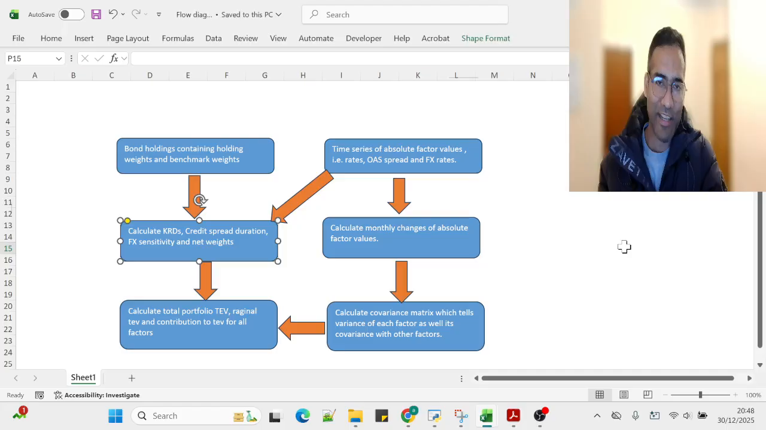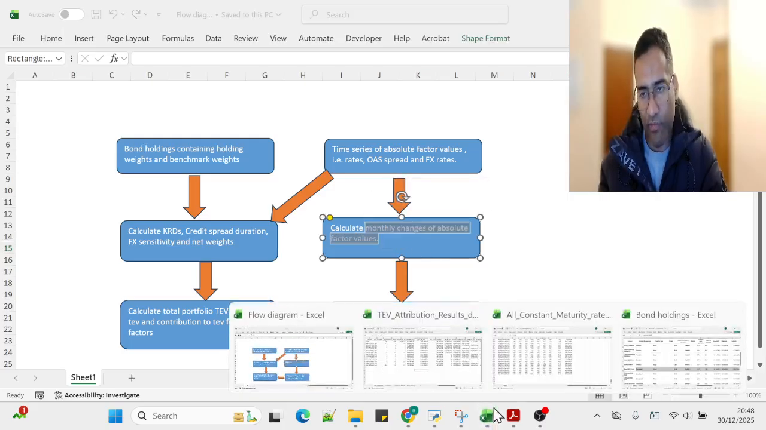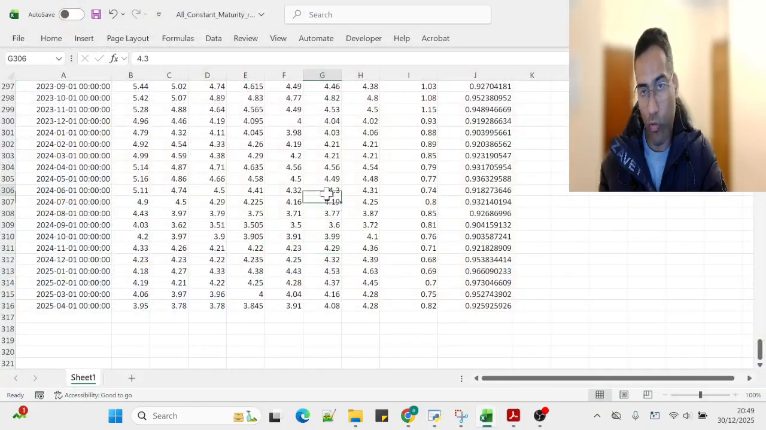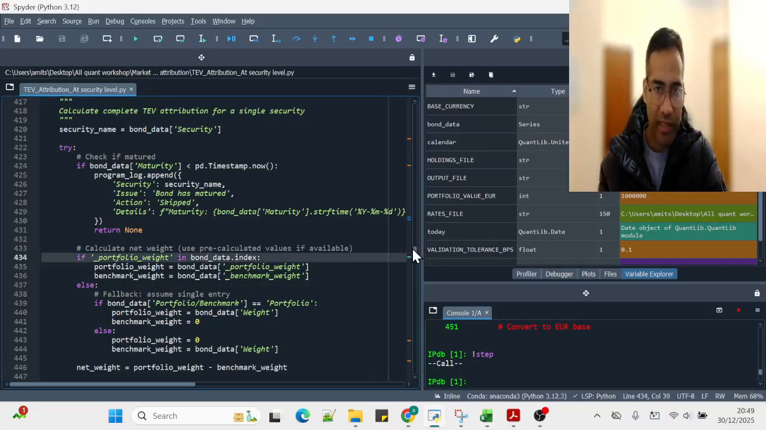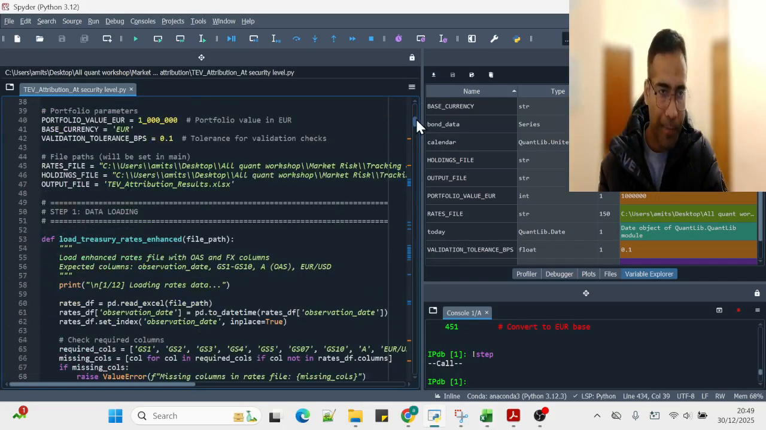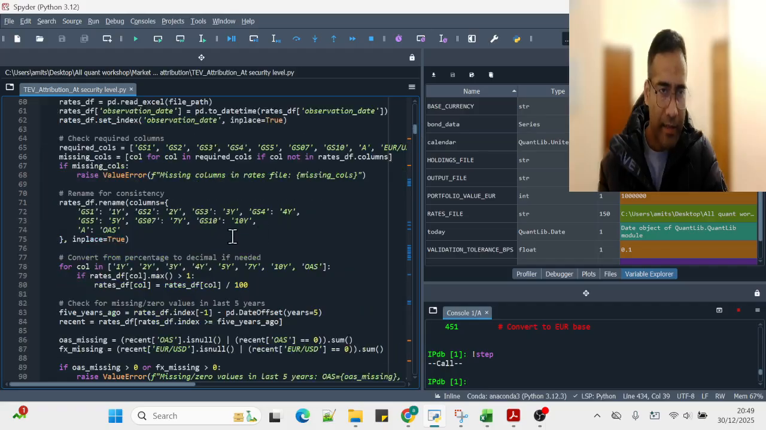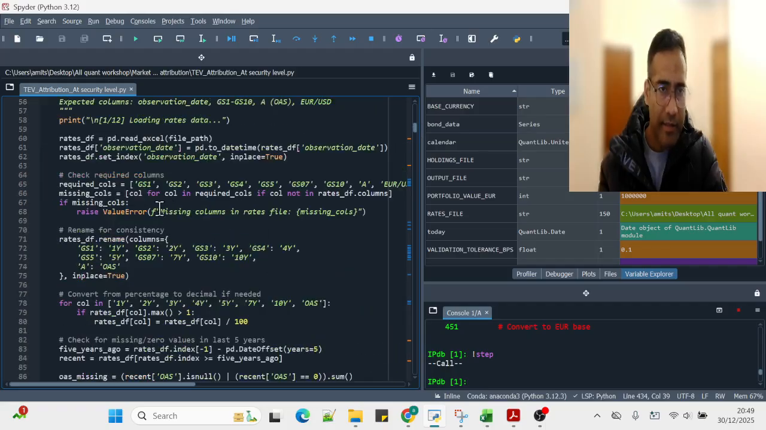These are the ingredients that you need. And based on monthly changes, you have calculated the covariance. Let me show you the code for calculating covariance.